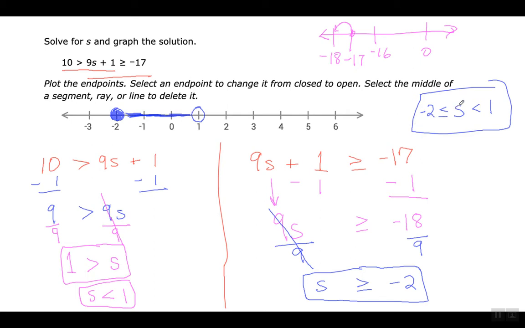Ahora también dice que ese es un número más grande que negativo 2, que también puede ser igual a negativo 2. Eso es lo que significa la rayita abajo. Así que como puede ser igual a negativo 2, también tengo que colorear dentro de este círculo. And there's my graph. Alright, let me move on.